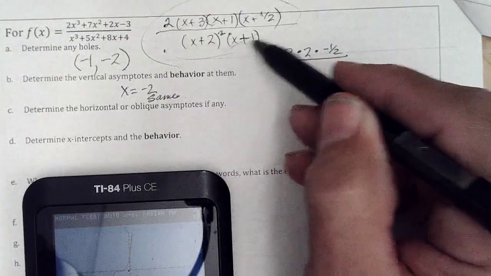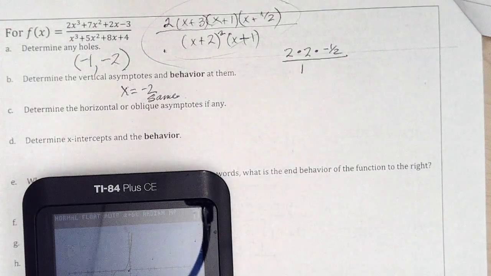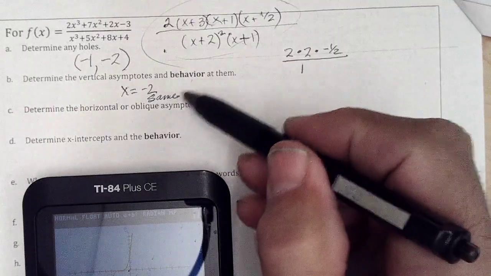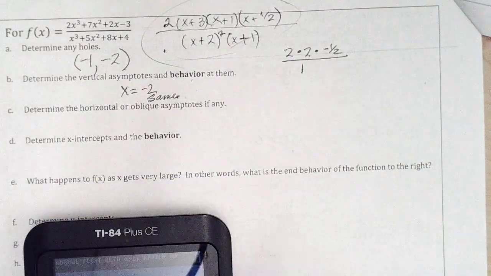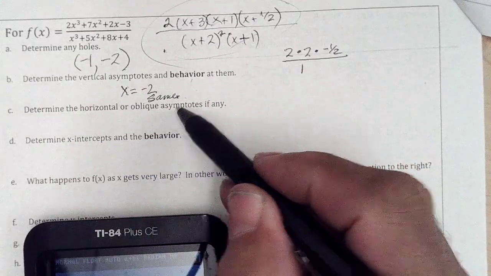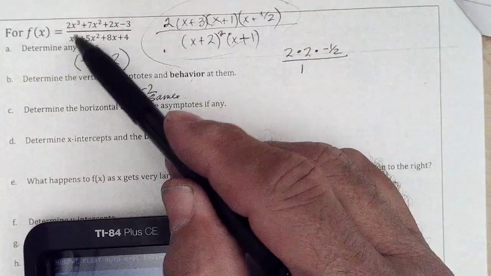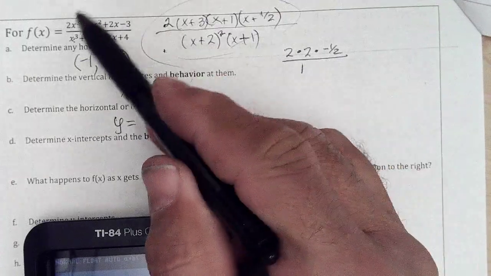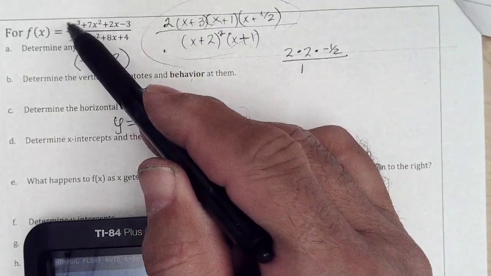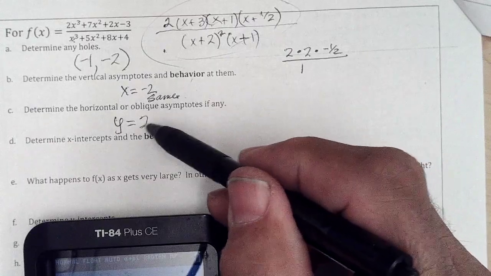And that was a hole, so that's the only vertical asymptote. The behavior, they go in the same direction because it's degree 2. Determine the horizontal asymptote. The degree of the numerator and denominator are the same, so it's y equals the ratio of the leading coefficients, 2 to 1, which is 2.